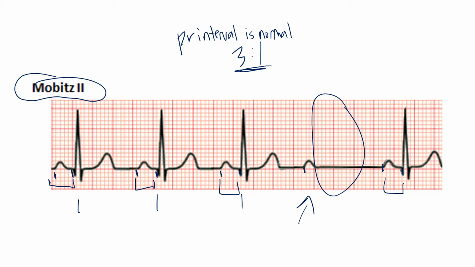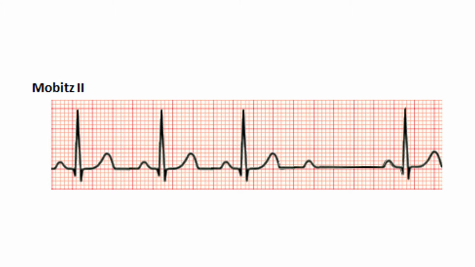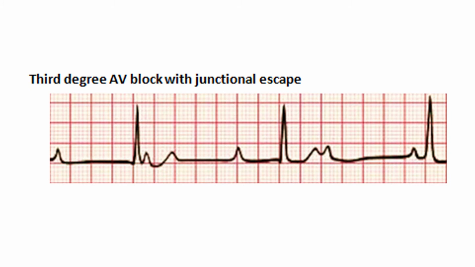But so in Mobitz type 2, the PR interval is normal, and then just a random dropped beat. Okay? And that's one, just as easy as that. That's not complicated at all. All right, and then we're moving on to third degree. Now this is the last one that we're going to talk about.